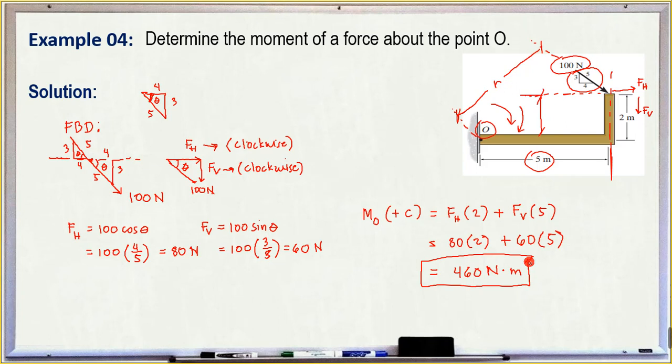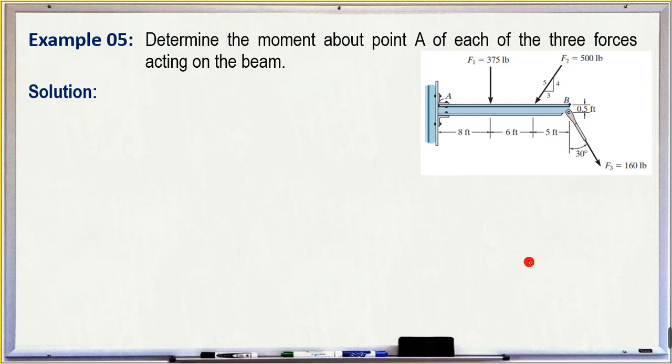So let's have example number 5. Determine the moment about point A of each of the three forces acting on the beam. This is somewhat critical because in the previous example, we only examined one force. Here we have three forces at varying distances, but we will analyze it properly. A similar problem also appeared in the board examination.